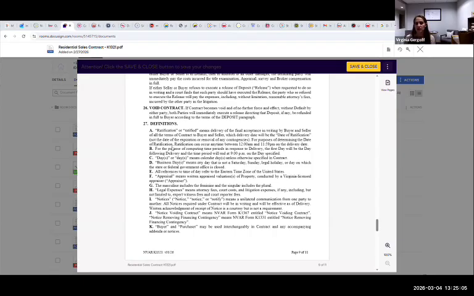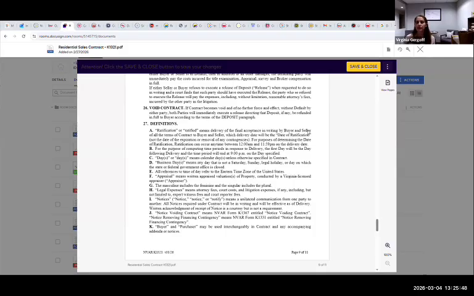Everything is there. Ratification or ratified means delivery of the final acceptance in writing by buyer and seller of all the terms of the contract, which delivery date will be the day of ratification, not the date of the expiration or removal of any contingencies. For the purposes of determining the date of ratification, it can occur anytime between midnight and 11:59 of the delivery date. So some people are saying, well, it's past 9 p.m. It doesn't matter, right? It's up to 11:59, okay? So make sure that you understand the timeframes.